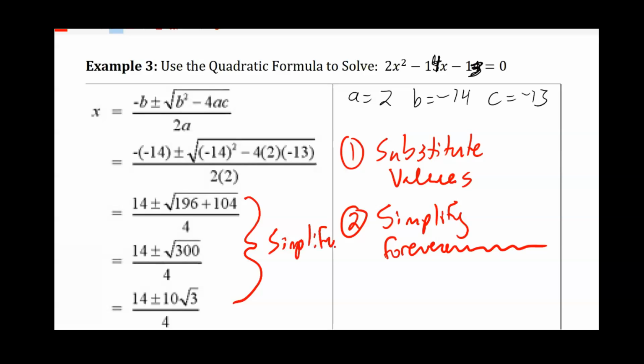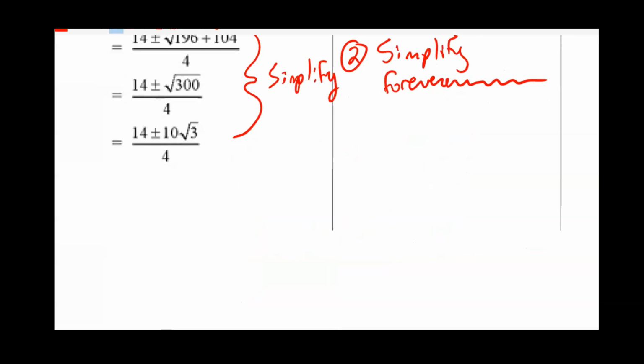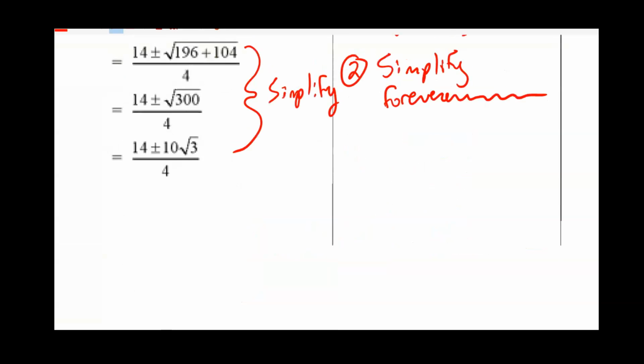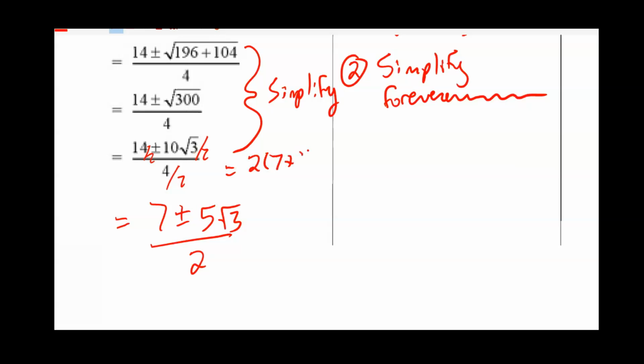Because you've got to keep going and going until you have it as simplified as possible. And then we're actually not done, because we can still reduce out a 2. So your final answer here is 7 plus or minus 5 root 3 over 2, because these all have a common factor of 2. When you're reducing out, make sure you're reducing out 2 times 7 plus 5 root 3 over 2 times 2. And then that reduces out as a common factor of 2.